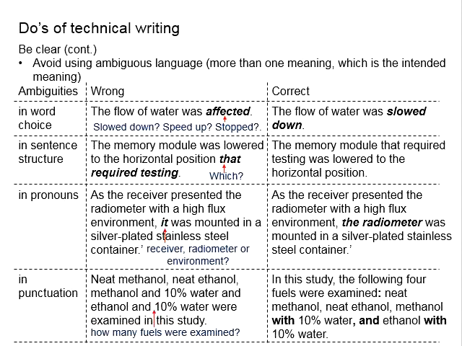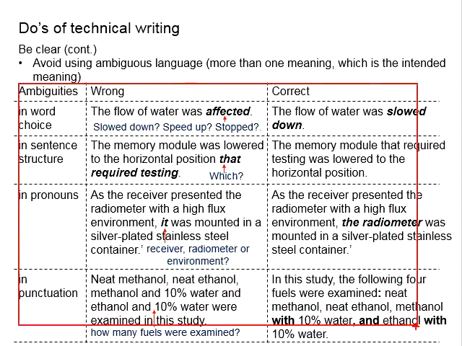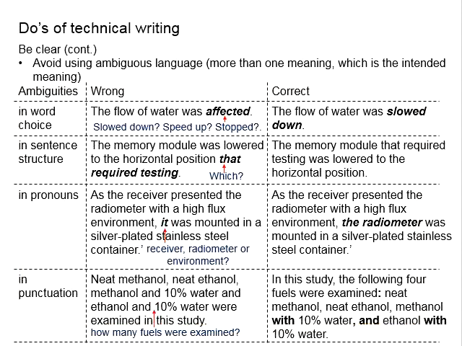The sentence may be grammatically correct, and you may also be able to produce a good readable paper. However, sometimes the choice of words will be ambiguous without our notice. These are some examples of how ambiguities can occur in our technical writing. First, it is about the word choice.